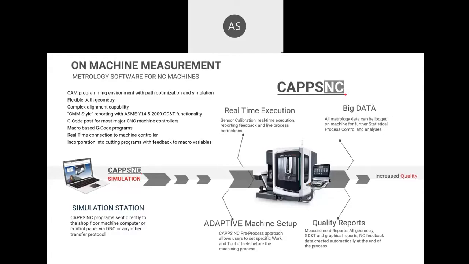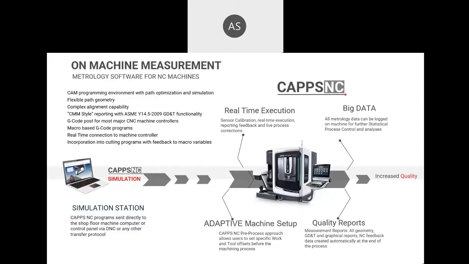Some probing solutions, you're locked into a certain number of points, or you're locked into certain geometric characteristics that you can measure, whereas with the CappsNC software, you have all of the options that you would find in a typical metrology software. So we offer features such as toruses, ellipses, cones, some features that might not be available to you in other software.